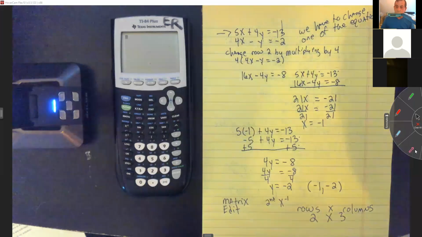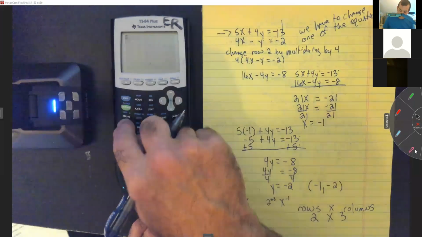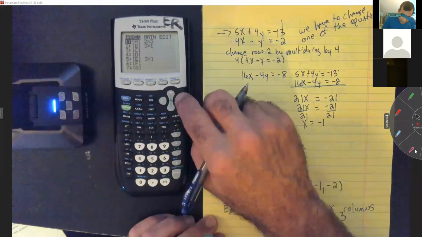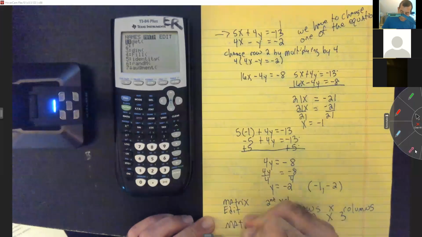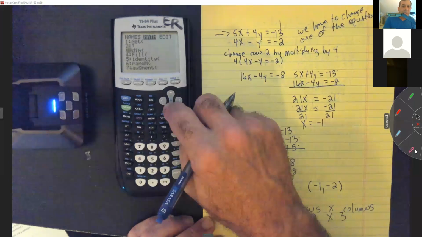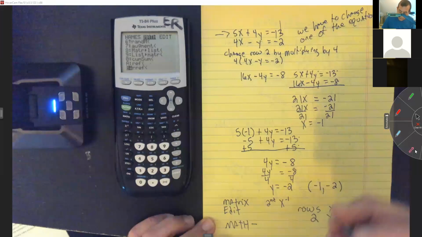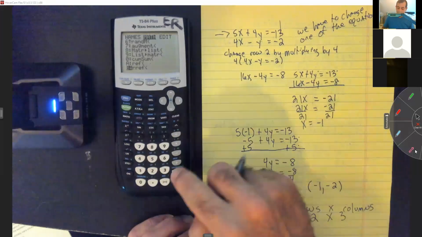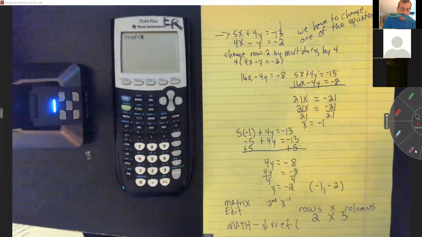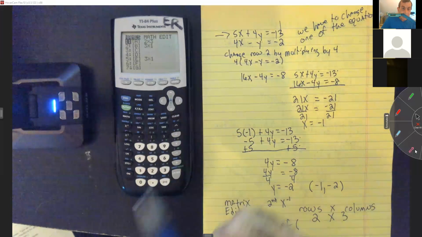To solve it, we hit second x^-1. We go to math, so you arrow over to math. From math, you're going to arrow down and find RREF. So arrow down to RREF, hit enter. Now go get that matrix by hitting second x^-1. Notice it says matrix A, that's my 2 by 3. So I hit enter.